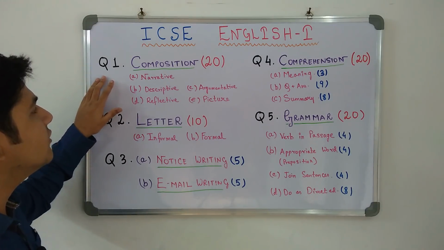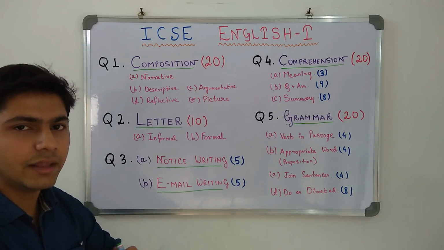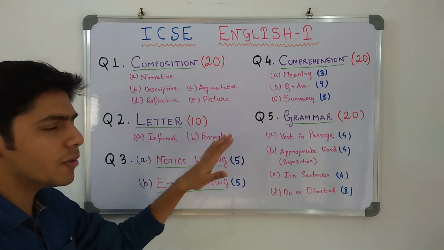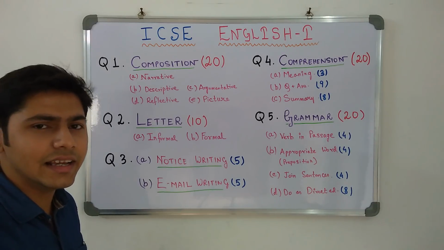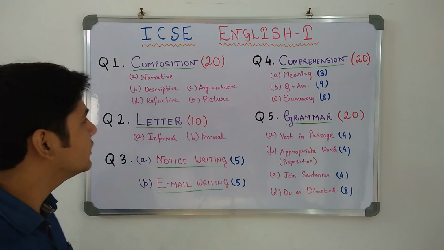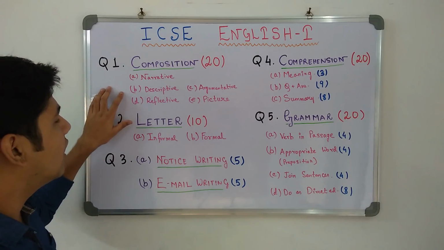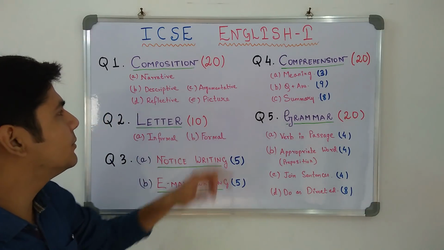The first question will be a composition of 20 marks, that means an essay of 20 marks. You will have 5 options and you have to select any one out of those 5 options and write an essay of 300 to 350 words. Now what will be the options? You will have a narrative, descriptive, argumentative, reflective and a picture.